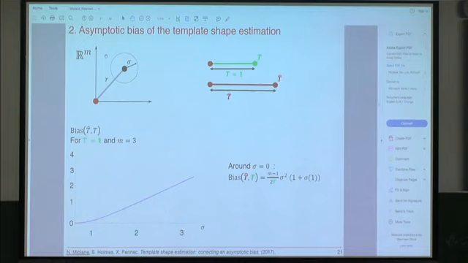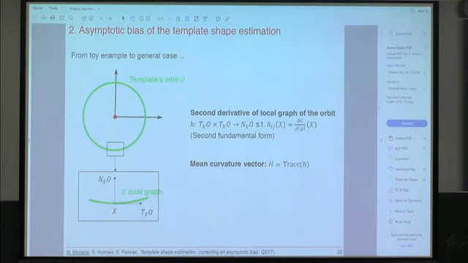We can compute the bias if we set the template to be 1, so the distance between two landmarks to be 1, and dimension 3, so R^3 quotiented by SO(3). This is how the bias looks like. And we can compute a Taylor expansion. What's interesting is that here we recognize the curvature of a hypersphere in R^m. So this is great, but we want a more general result than that.